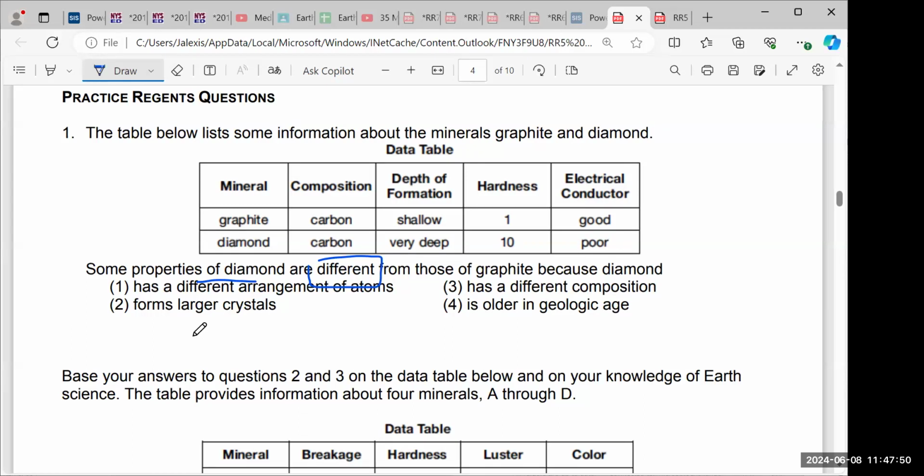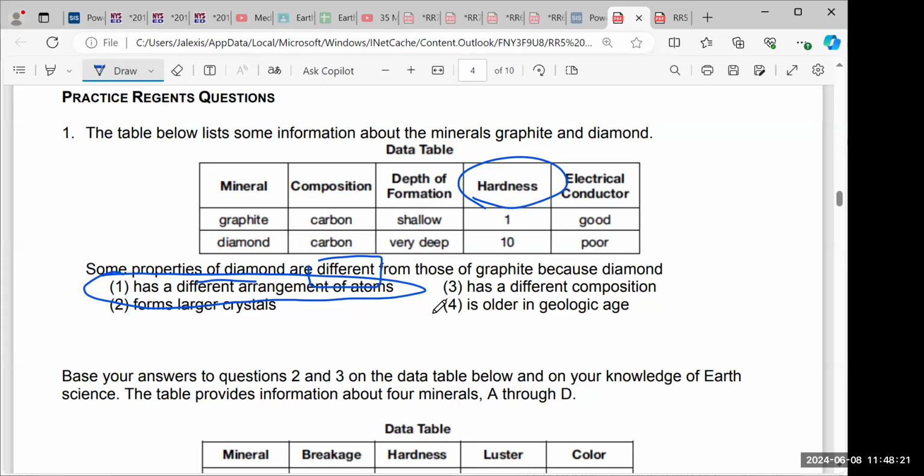One of the main ones that I see here is hardness. There's a clear difference in hardness, right, between graphite and diamond. And the reason for that is because the atoms are arranged differently. So based on how the atoms are arranged, they're responsible for a number of different properties between minerals. That's why the correct answer is choice one.